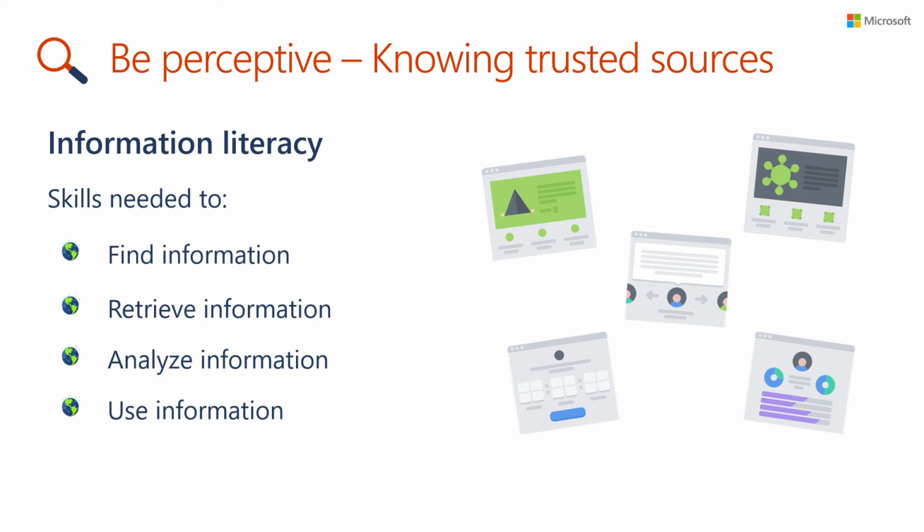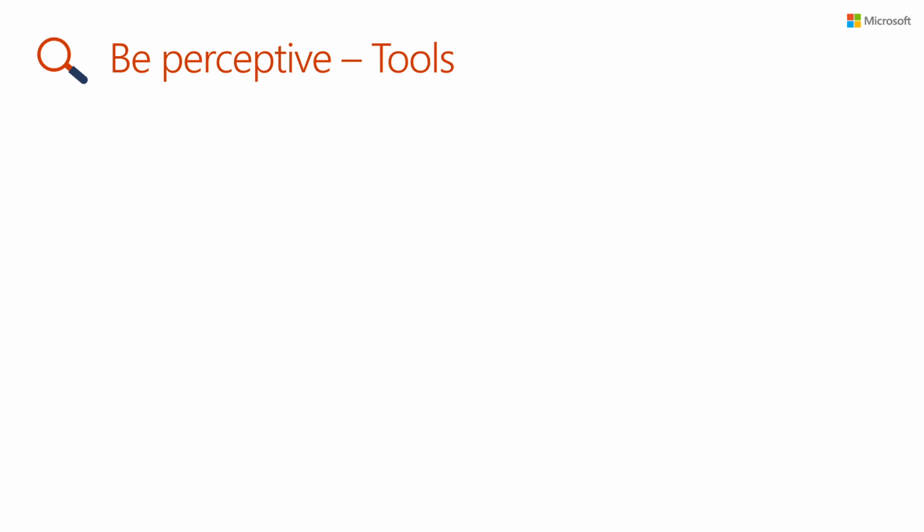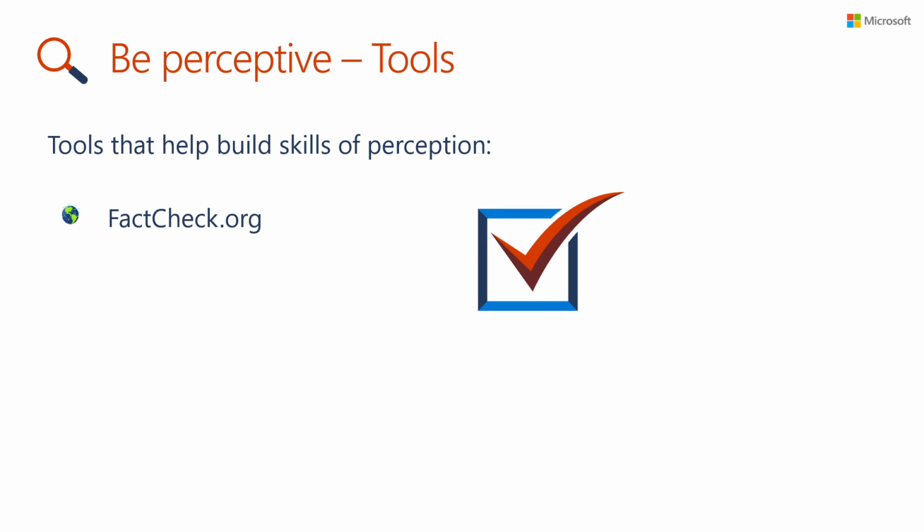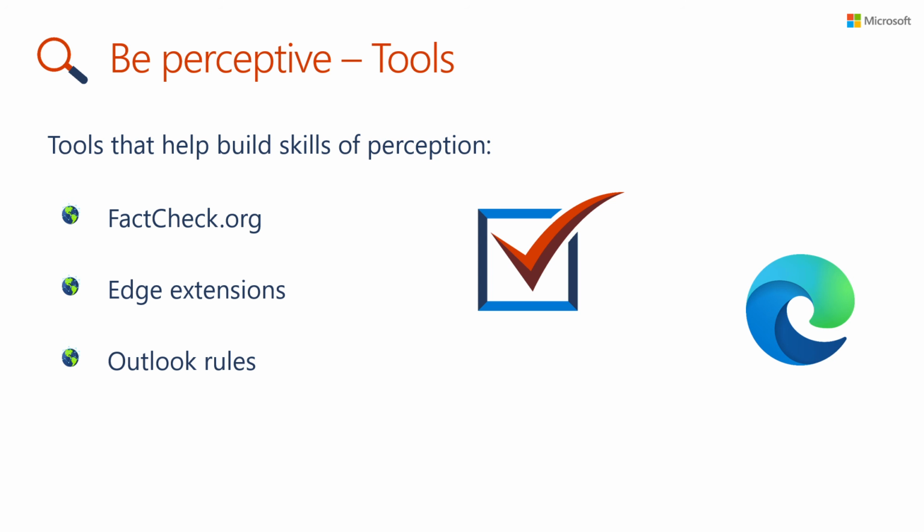If you have those skills, and you are asked to give a presentation and extract data from information, and you are able to do that, that means you are information literate. Those skills are very important these days. Then what are the tools? Factcheck.org, Edge extensions, and Outlook rules. These are three tools that will help you build the skills of perception: Factcheck.org, Edge extensions and Outlook rules.